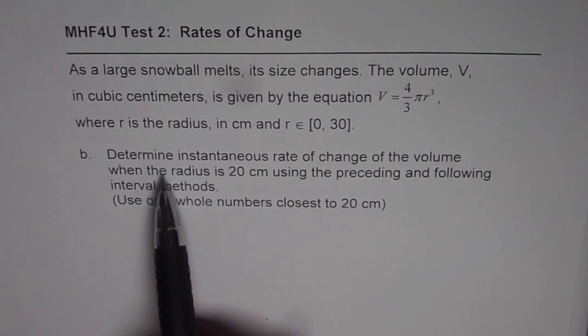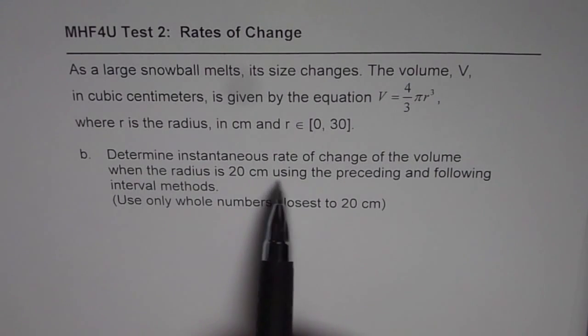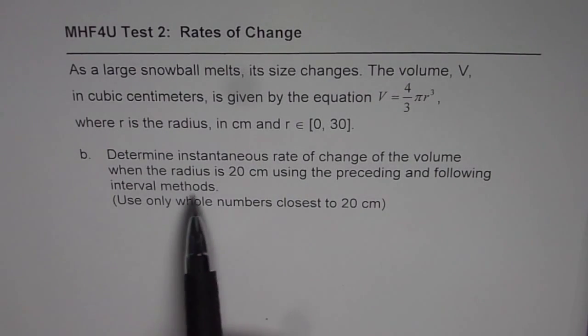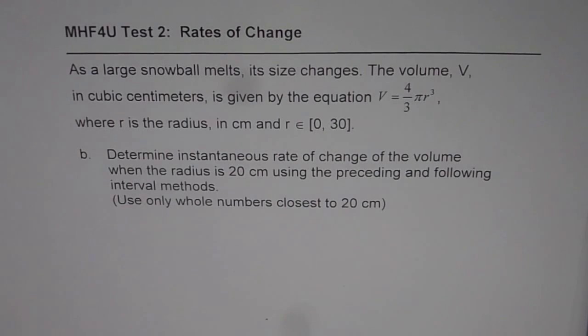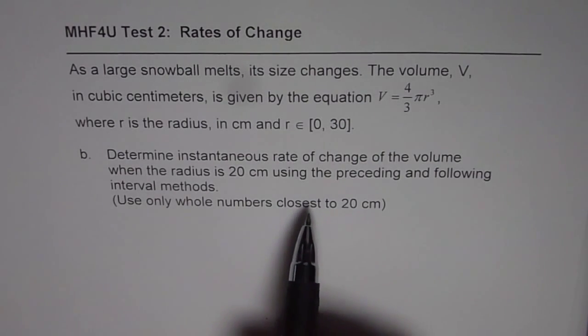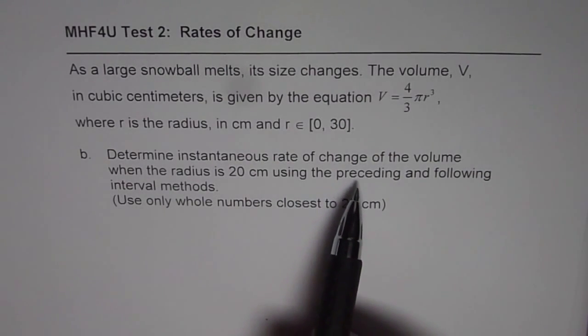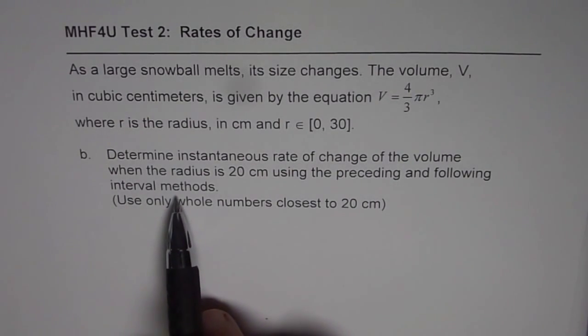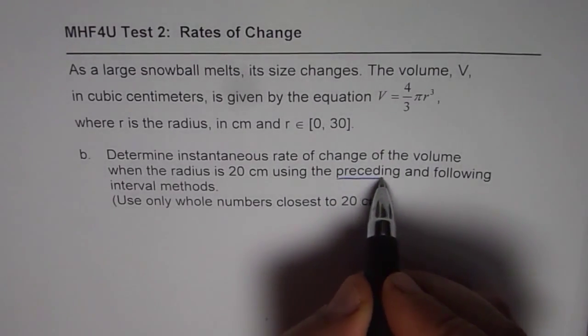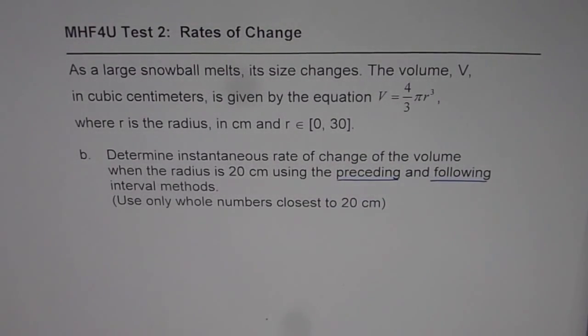Part B is to determine the instantaneous rate of change of the volume when the radius is 20 centimeters using preceding and following interval methods. Use only whole numbers closest to 20 centimeters. Now in part A we found the average rate of change. Now we will see how to find instantaneous rate of change. In this example I only want to tell you how to use preceding and following interval methods, right? So these are the two interval methods which are to be used to find instantaneous rate of change of volume.